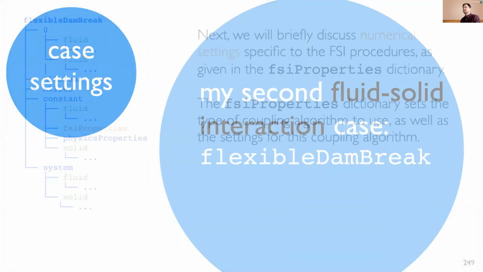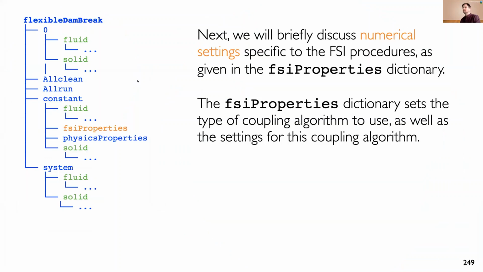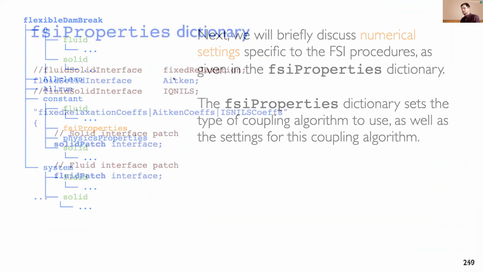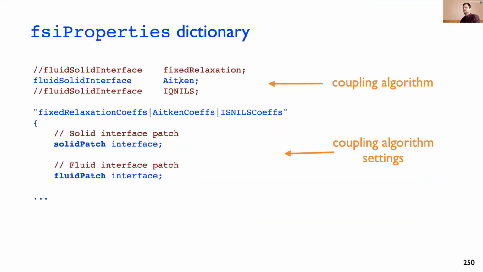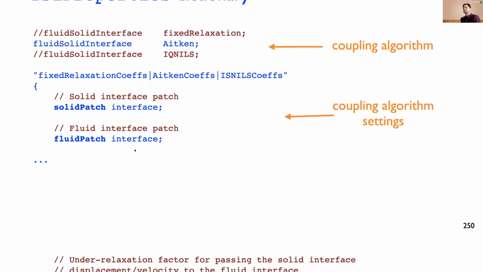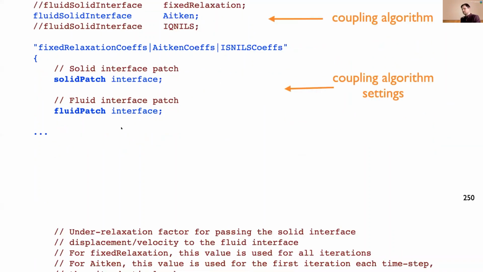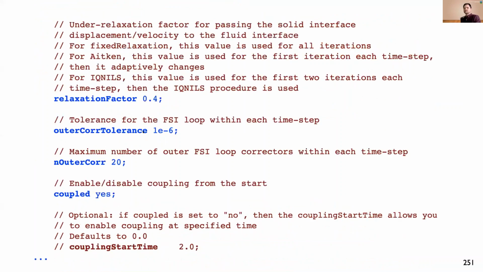Some extra FSI settings. So if we open up FSI properties, there are 3 coupling methods implemented at the moment. So fixed relaxation, Aitken accelerated relaxation, or just IQN-ILS. So depending on which one you pick, they have some settings. So for example, you have to specify what the solid patch or fluid patch interface, FSI interface patch, or patches are. So they can be lists or individual patches. And then some settings for the coupling procedure itself. So some relaxation factors, some tolerances.